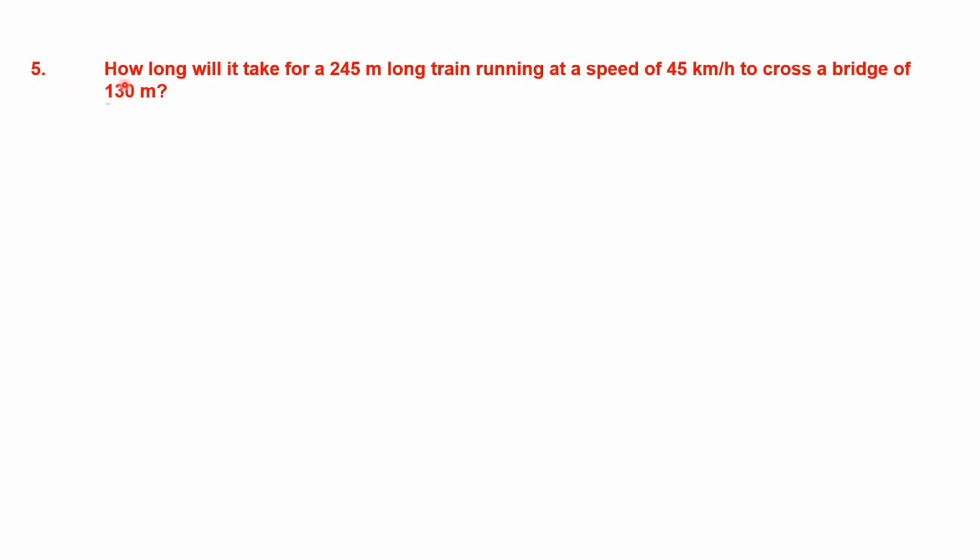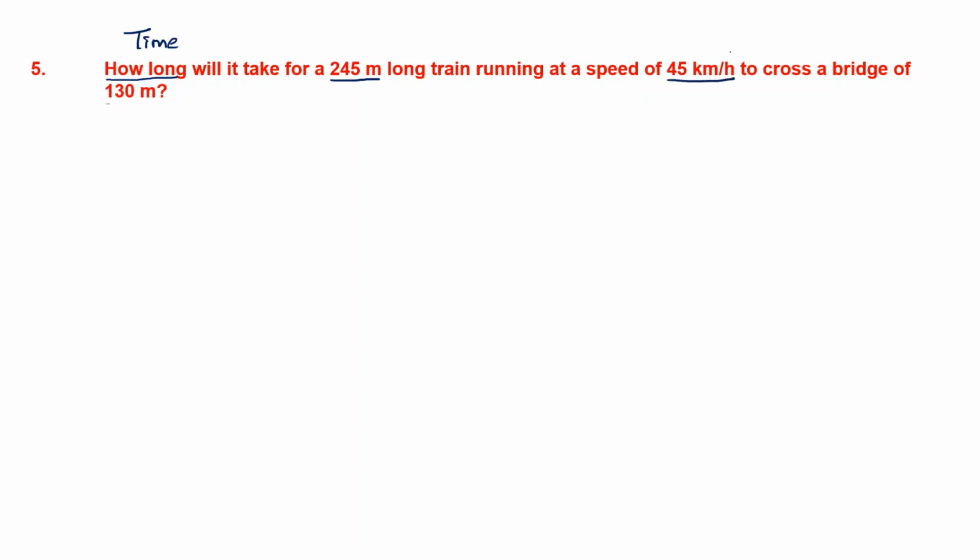Question 5. How long will it take for a 245-meter long train running at a speed of 45 kilometers per hour to cross a bridge of 130 meters? So let's go carefully and see what's given to us and what we are asked to find. How long will it take means we are asked to find the time. And what is the length of the train? 245 meters. The speed is 45 kilometers per hour.